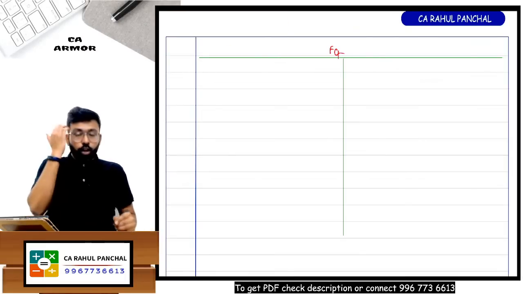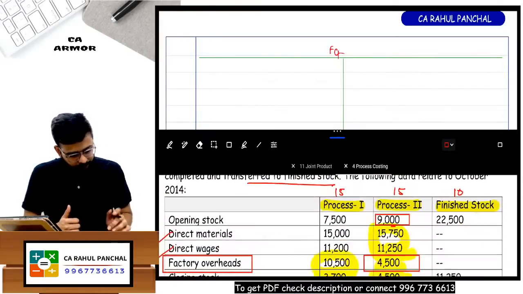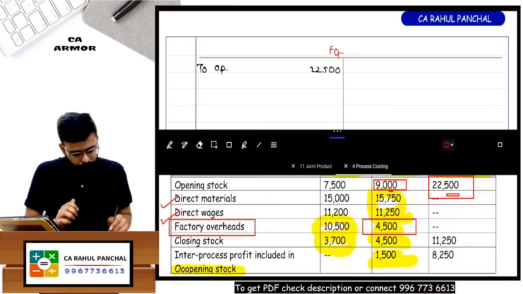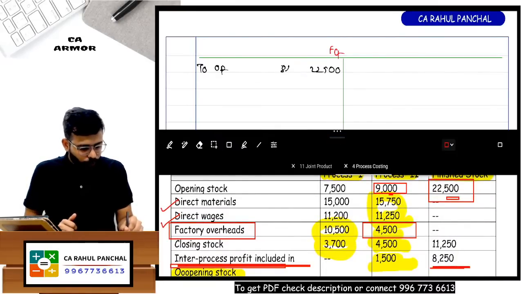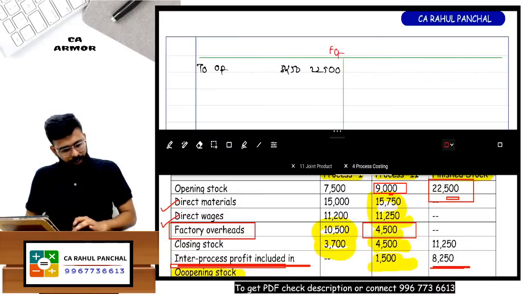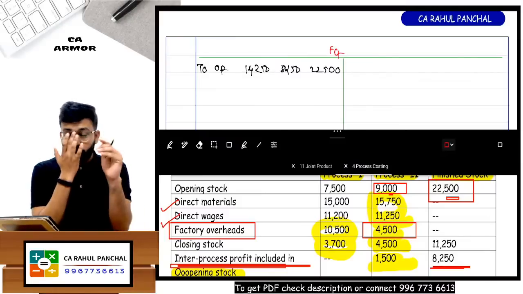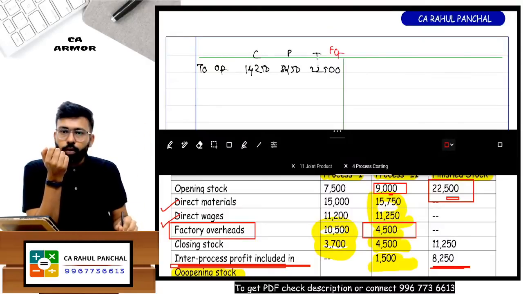Now, first of all, do we have some opening stock for that matter? Yes, we do have an opening stock, and it does have some profit. So we will write down the opening stock. When you write down the opening stock, 22,500 in the total column, it has a profit of 8250, inter-process profit. So what is the cost? 22,500 minus 8250, and your cost will become 14250. Okay, cost, profit, and then your total column.